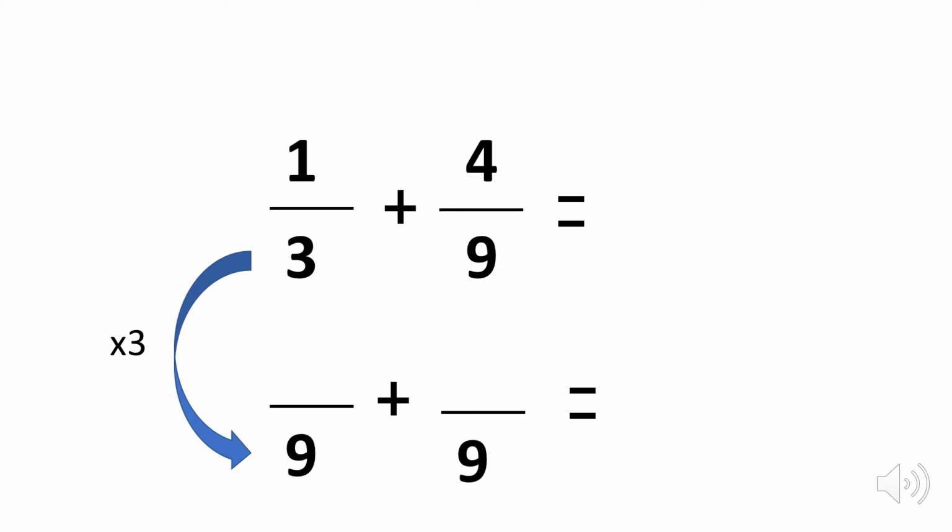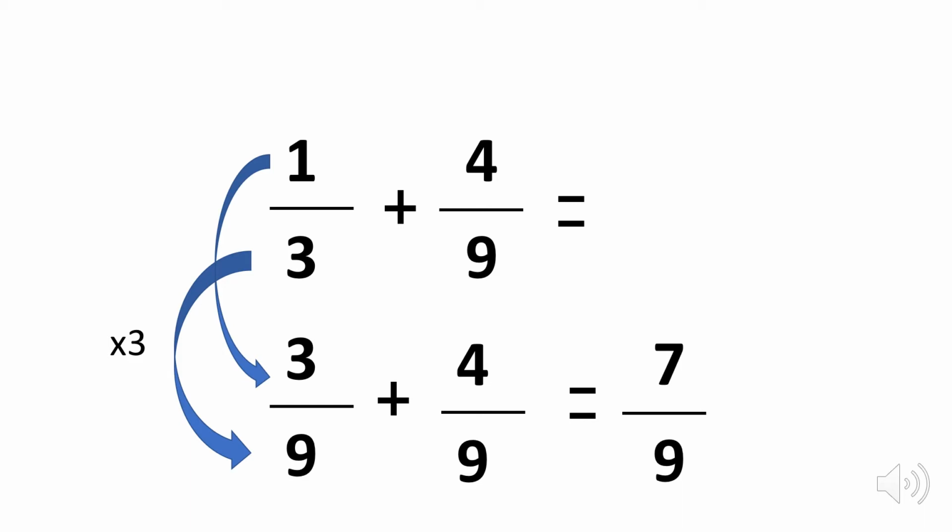4/9 can stay the same because that's already in ninths. But what do I do to 3 to get 9? I've multiplied by 3. And whatever we do to the bottom, we must do to the top. 1 multiplied by 3 is 3. I'm now left with 3/9 plus 4/9, and our denominators are now the same. And we do exactly the same as we did in our first example. We add the numerators. 4 plus 3 is 7, and our denominator stays the same, 9. 1/3 plus 4/9 equals 7/9.